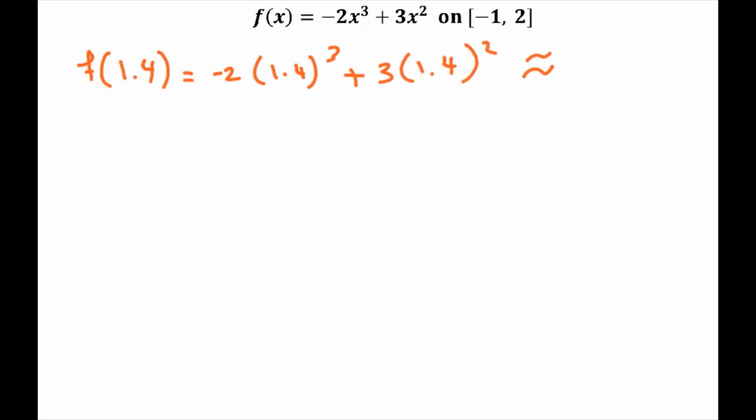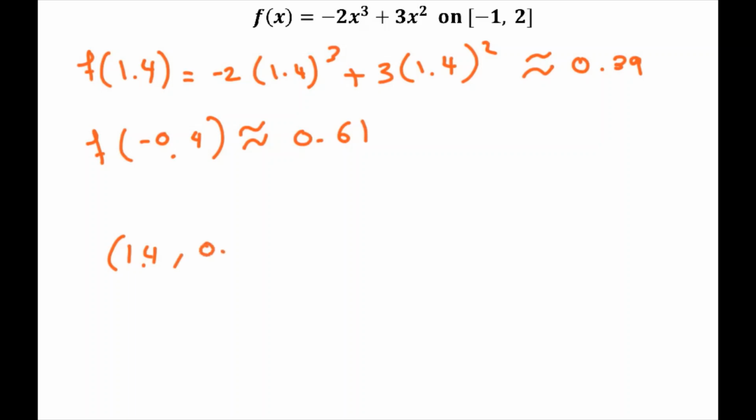Now to find the exact values, we'll say f(1.4) equals -2 times 1.4 cubed plus 3 times 1.4 squared, and that's basically about 0.39. For -0.4, when you substitute it, you will get also about 0.61. So the points are 1.4 and 0.39, and -0.4 and 0.61.